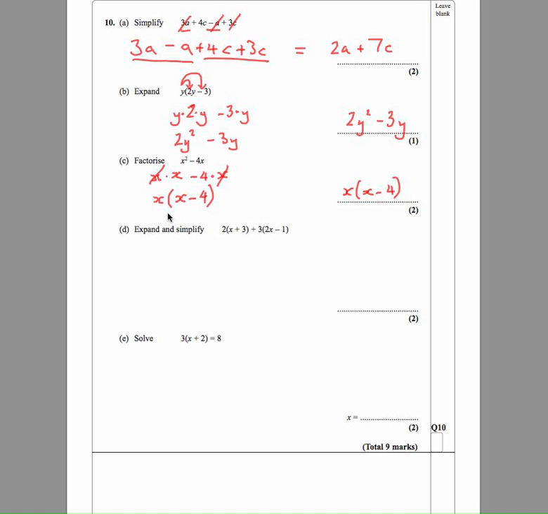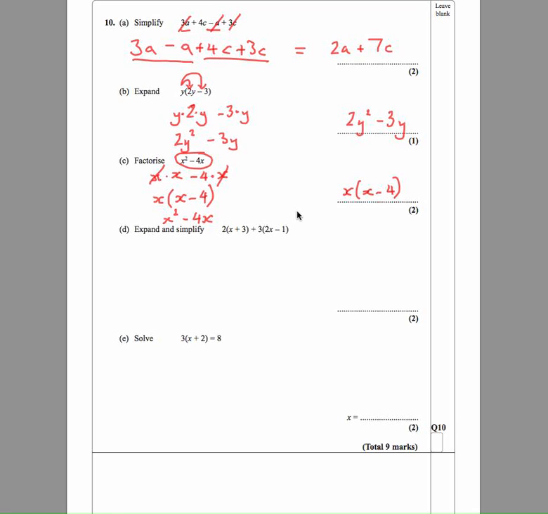And we can just check this out again by expanding the bracket. X times x will give us x squared. X times negative 4 will give us negative 4x, which matches what we had to start with. It's always good to do a little check at the end, make sure you haven't made any mistakes.